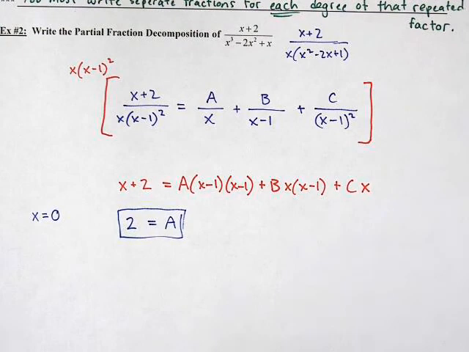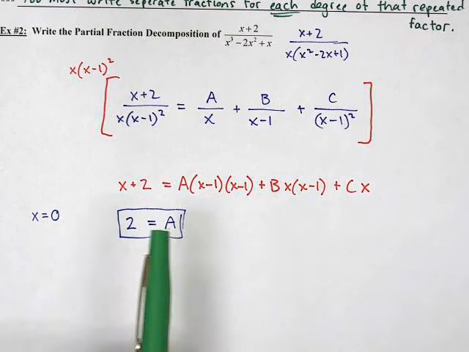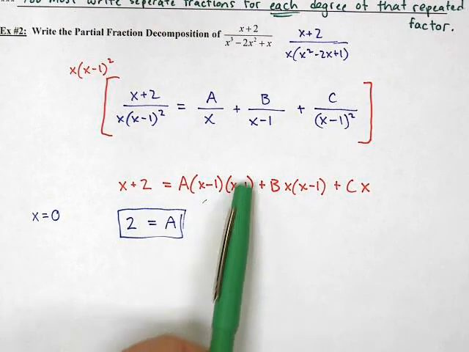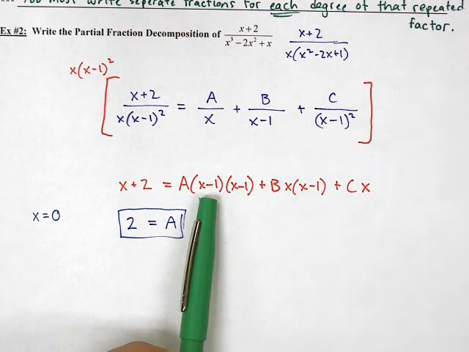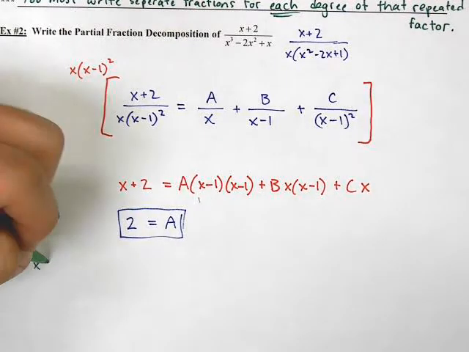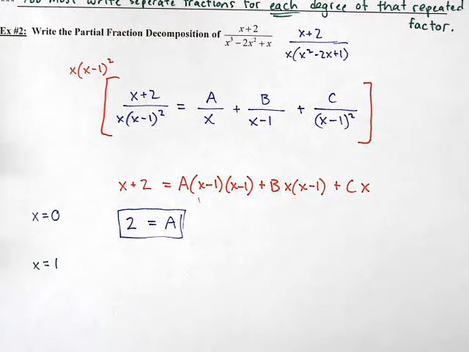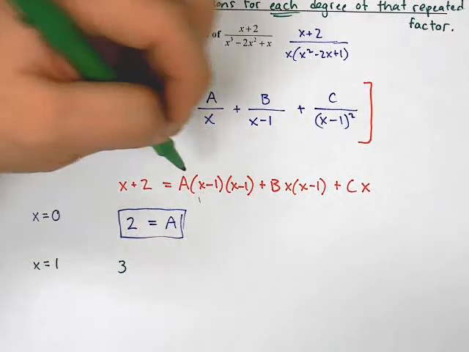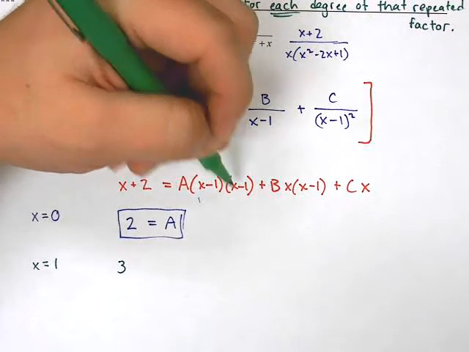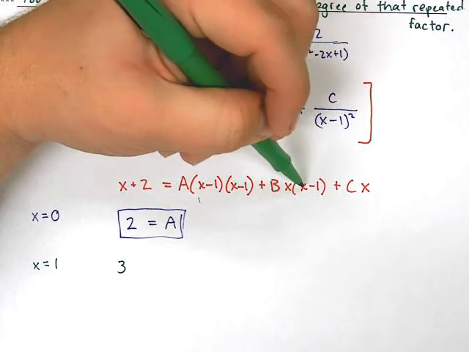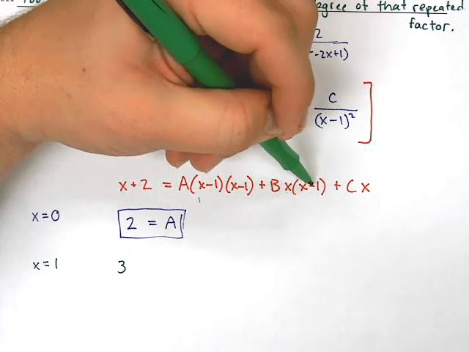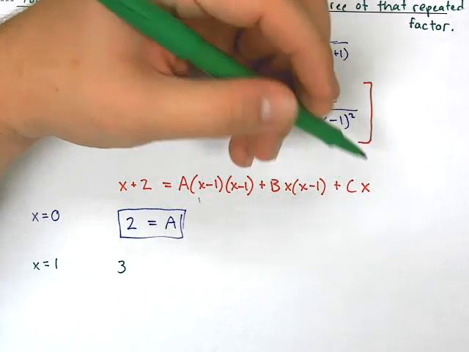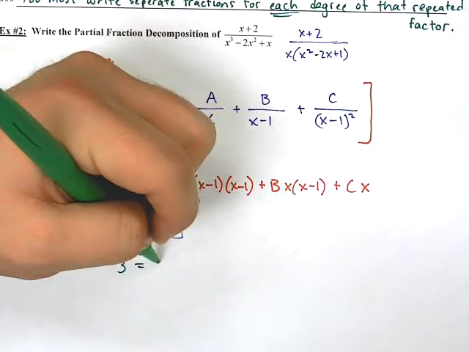Let's take a look here. I think another nice value, if I could get rid of the term that has a in it, is by plugging in 1. So let's try that. If I set x equal to 1, well, 1 plus 2 is 3. This is going to go away. This is also going to go away, right? Because this 1 minus 1 here is a 0. So both of these pieces are going to go away, and I'm just going to have 3 equals c.